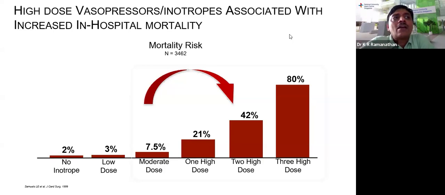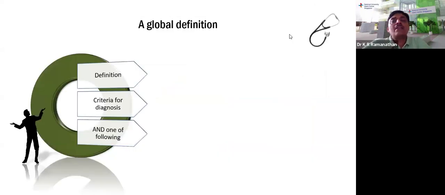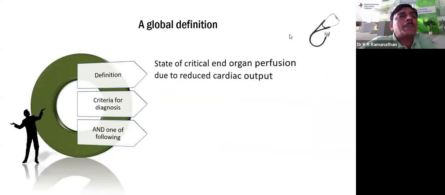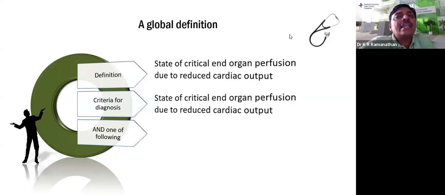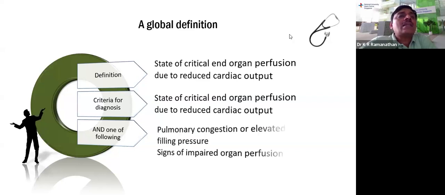So the good thing to happen from a cardiogenic shock perspective is the fact that this classification has helped us come up with a global definition where critical end organ perfusion has been defined well. There are well set, at least, criteria for diagnosis, and there are clearly signs of impaired organ perfusion that have been highlighted as part of this definition so that the management can be tailored accordingly.